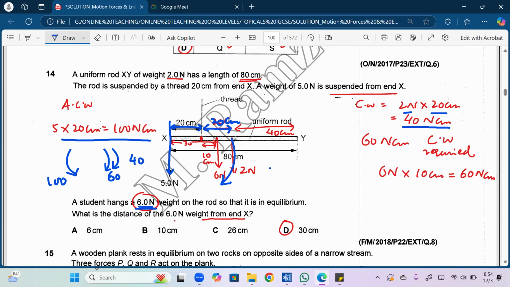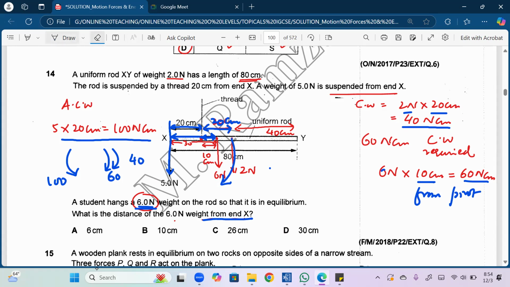So 6 Newtons must be at 10 centimeters from pivot in order to make 60 Newton centimeters. But the examiner has asked how much it would be from end X. So from pivot, it is actually 10, but from X, it is how much? It is equal to 30 centimeters. That's why I have taken it 30 centimeters. Hope the situation is clear to you.